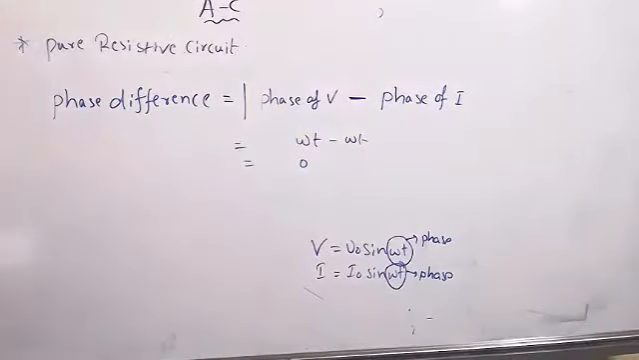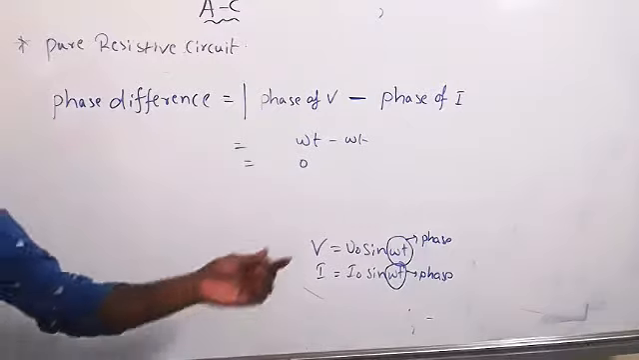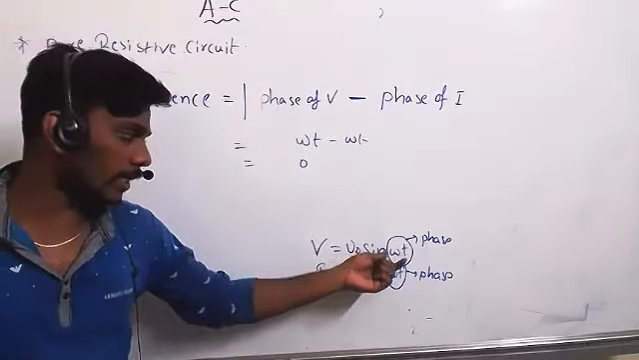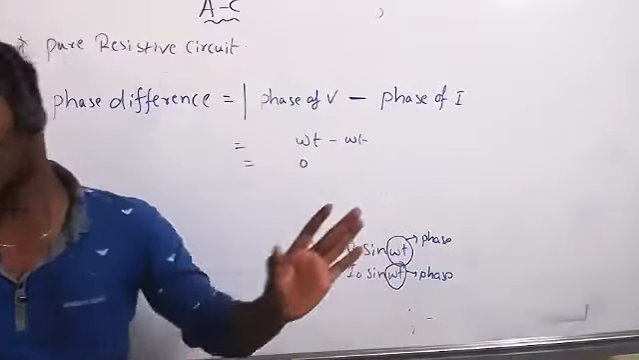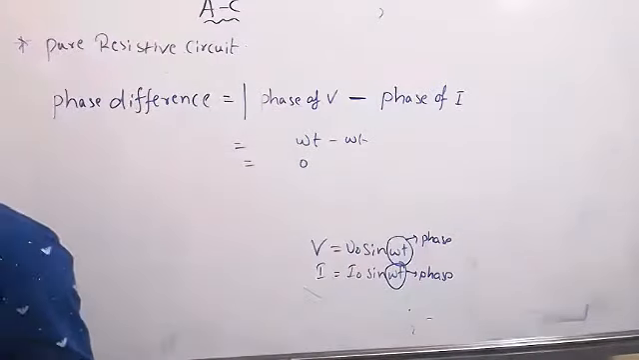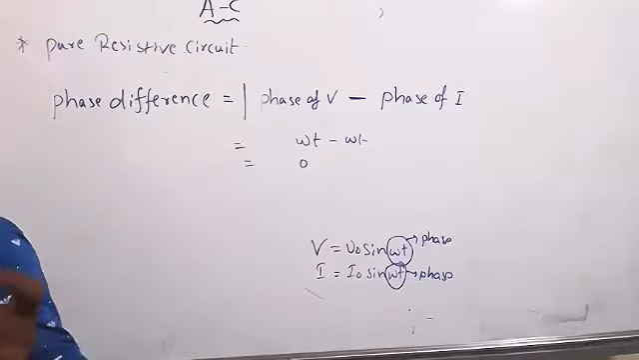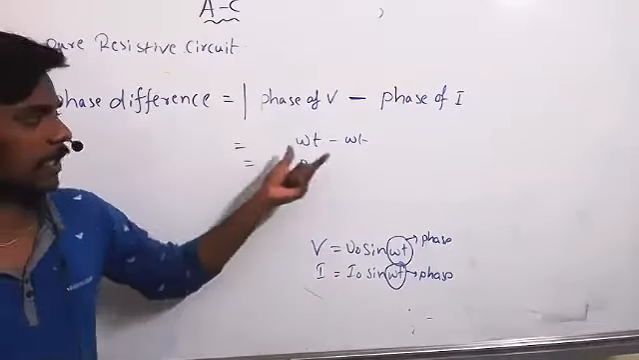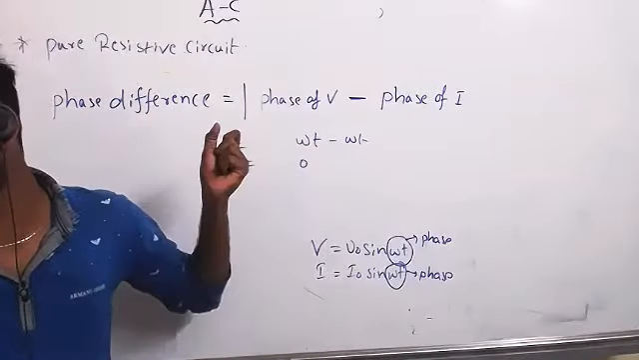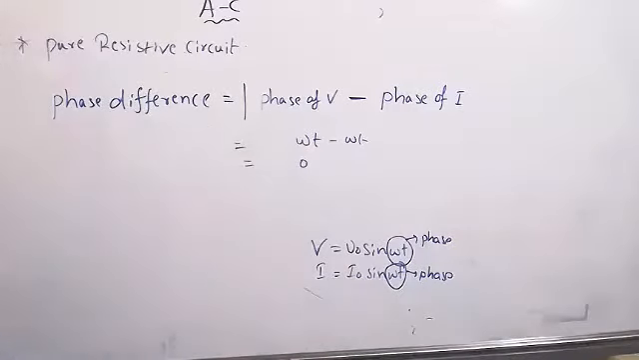You will understand what phase is. Don't worry. Here V is equal to V naught sine omega t, and in this omega t is the phase. Now when I'm doing this, you will get an idea of what the phase and phase difference are and how to find them. Both are in the same phase, that's why the phase difference is equal to 0. Now I'm going to draw the phasor diagram.